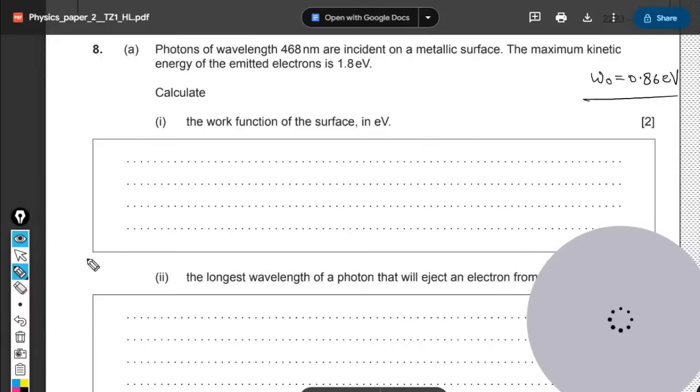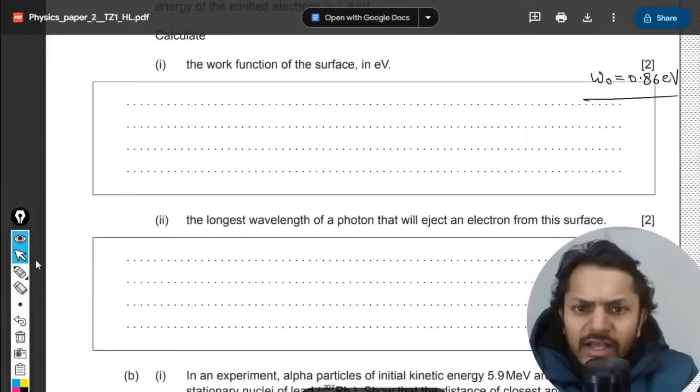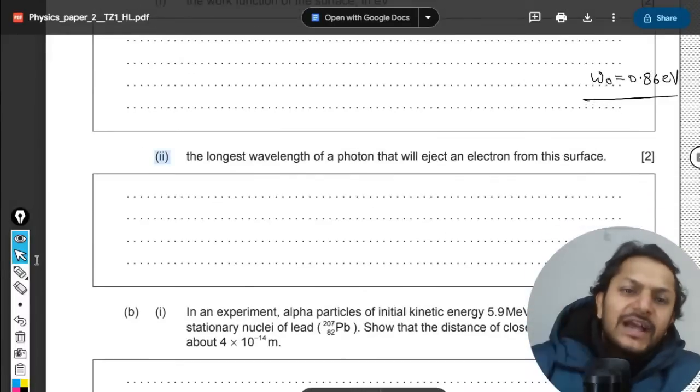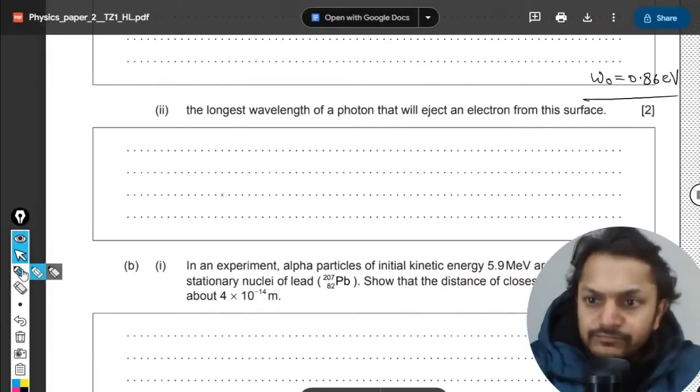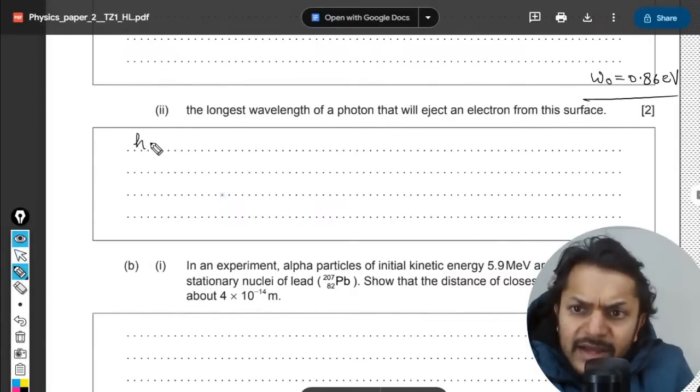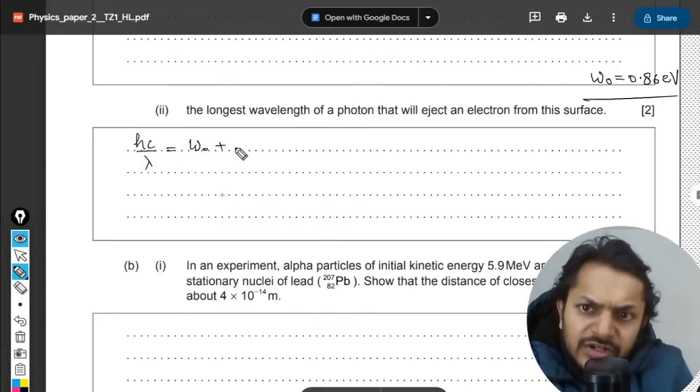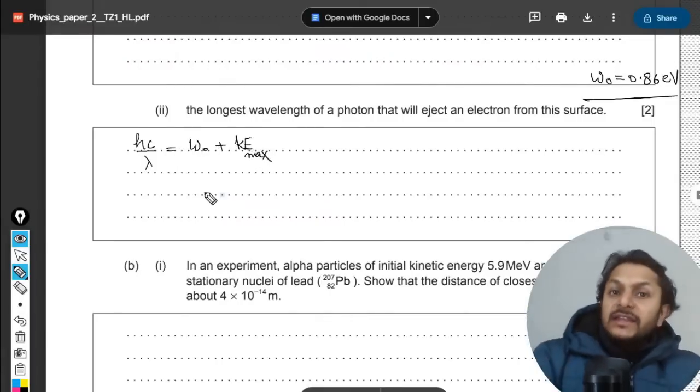0.86 eV. Yeah, now let us go for the next. The longest wavelength of the photon that will eject an electron from the surface. So coming back to the Einstein equation, hc by lambda is equal to work function, and the rest of this will be given out as the kinetic energy.